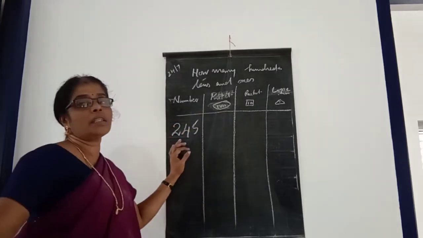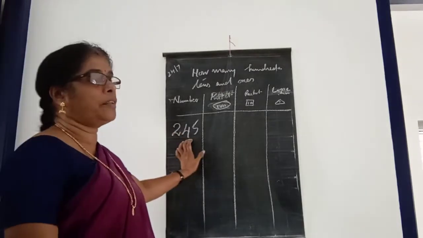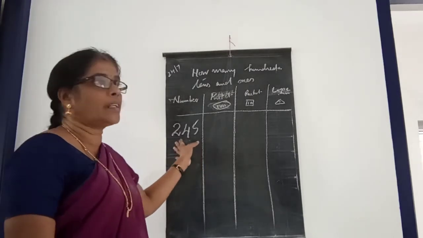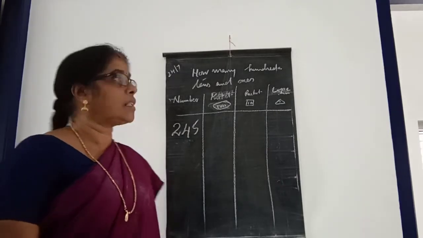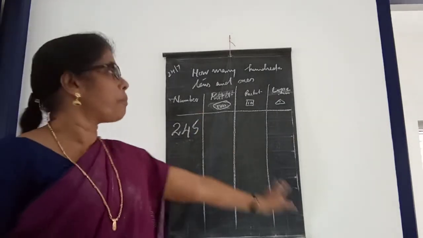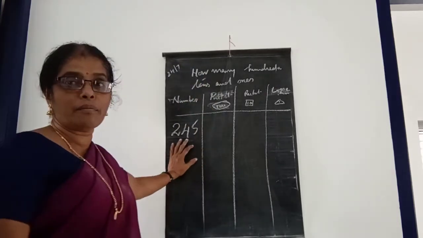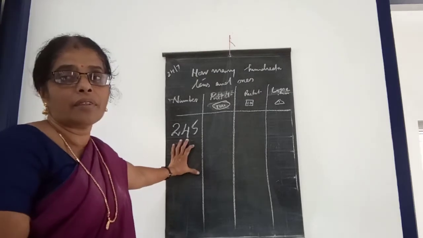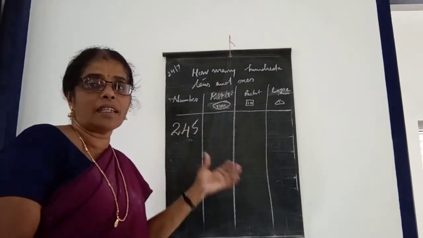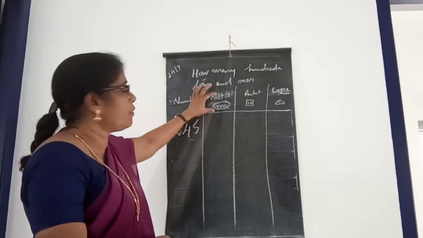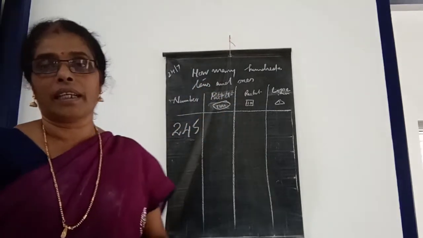245. The number is 245. In that 245, how many hundreds, how many tens, and how many ones? That is given packet wise. This one is the packet of 100, for 245 items or 245 things. We can't take 245 things in hand, so we can take them in one packet. In this packet there are 100 things.